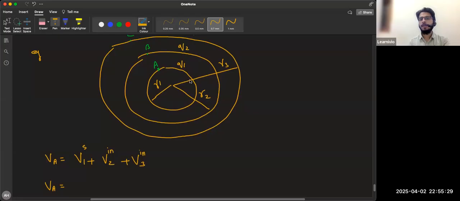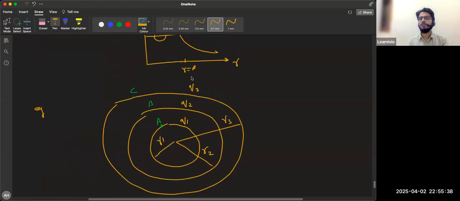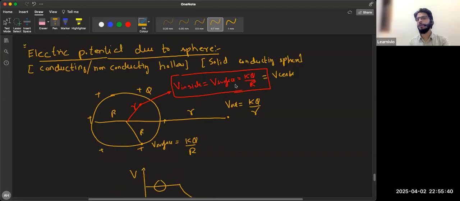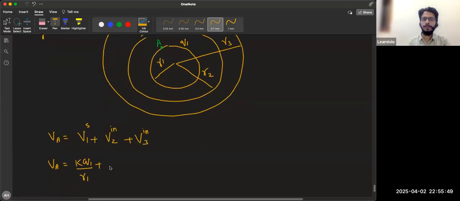Okay, now. So potential at A due to the first sphere is kq1 divided by r1. This is at the surface. What about inside? Inside potential is the same as that on the surface, meaning the potential on the surface of the second sphere and the potential inside the second sphere are the same. So I would write this as kq2 by r2. Similarly, for the third sphere, it's kq3 divided by r3.